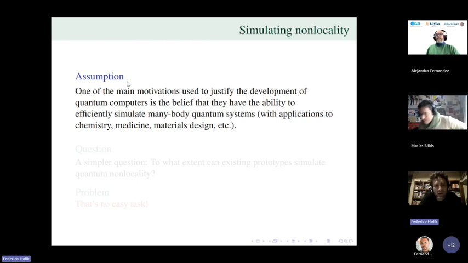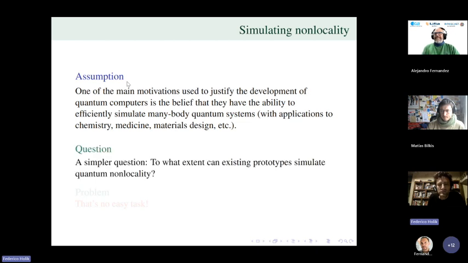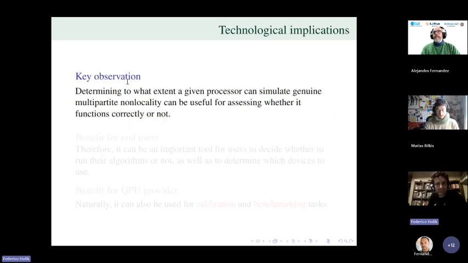So one of the main motivations to justify the development of quantum computers is the belief that they have the ability to efficiently simulate many body quantum systems, with, of course, applications to chemistry, medicine, materials design, and all the good things that you hear about quantum computers. But in this work, we asked a simpler question. To what extent can existing prototypes of quantum processors simulate quantum non-locality? It turns out, I will show you that this is not an easy task, as you will see.